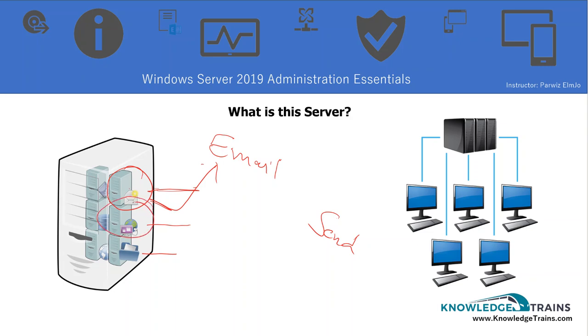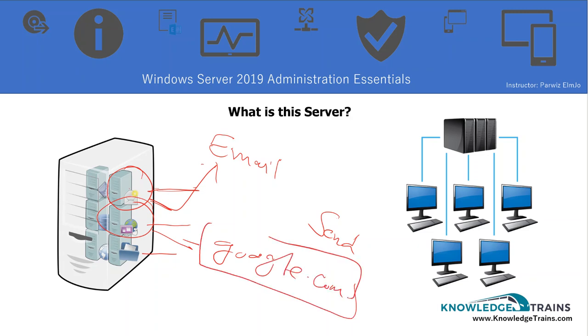Same thing with a web server. So with a web server, these days we access google.com, right? So what is this google.com? This google.com is actually a server, and that is called a web server. So what you are doing here is you're accessing a web server, and then it is actually showing the content of that page.